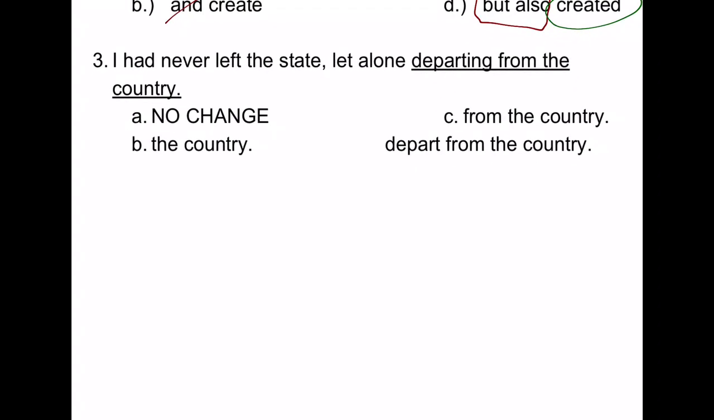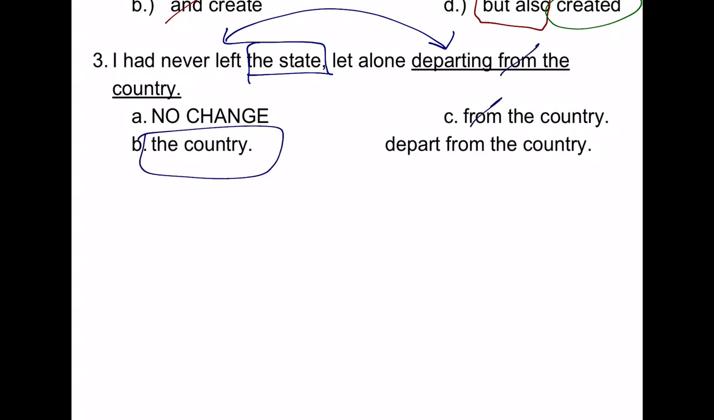Number three, I had never left the state, let alone departing from the country. This is not matching up left and departing. In fact, those two words are redundant. Instead, we are matching up the state with the country. And we don't need from or departing from. B is the best choice.